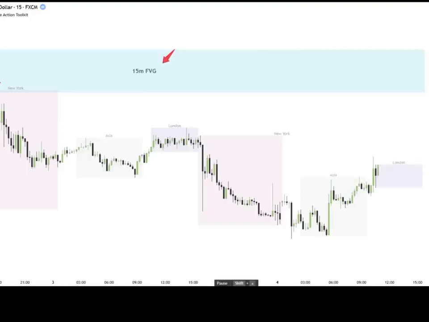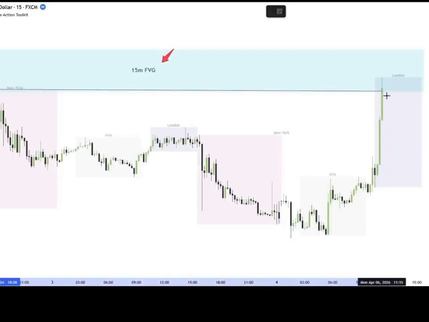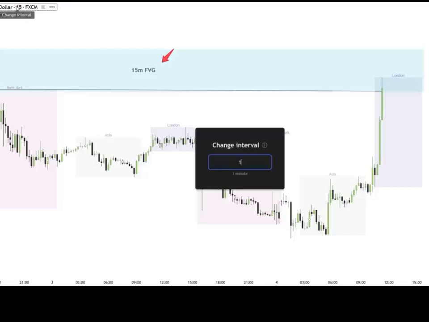Now, as you can see, once London opens, price starts pushing higher. After sweeping the New York high and tapping into the 15-minute fair value gap, it begins to show rejection. At this point, I zoom into the 1-minute chart to closely monitor for reversal signs.